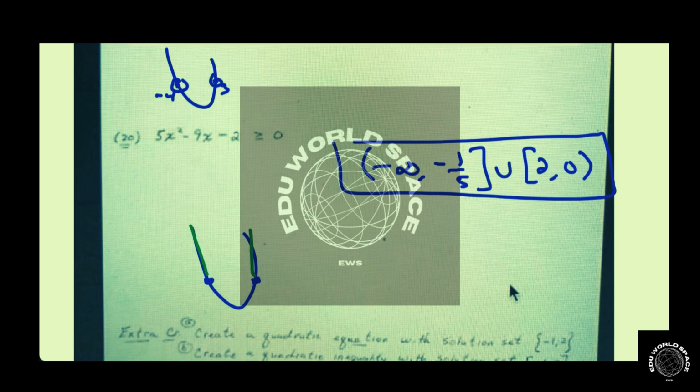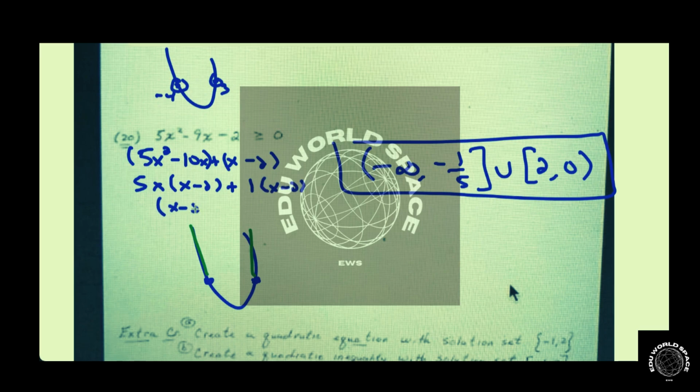And then you could factor this. Like, what multiplies to -10 and adds to -9? That would be -10 and a +1. And then you can group these and factor out a 5x, left with x minus 2. You can take out a 1, left with x minus 2. And so this is x minus 2 times the quantity 5x plus 1.